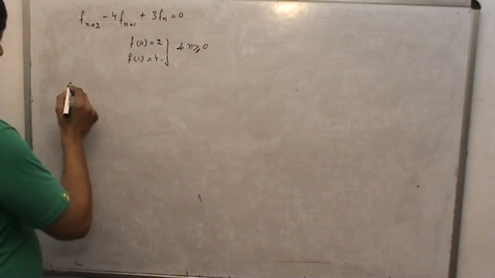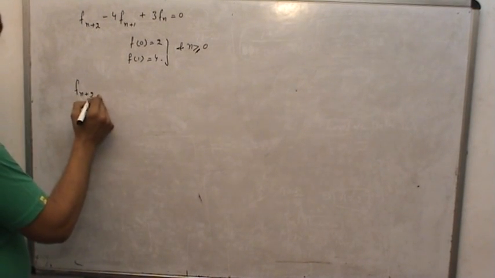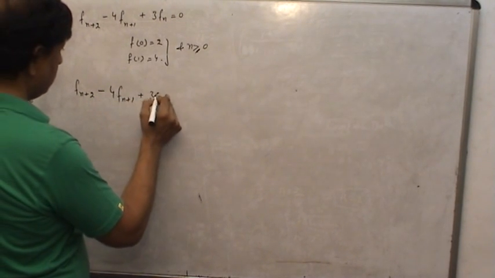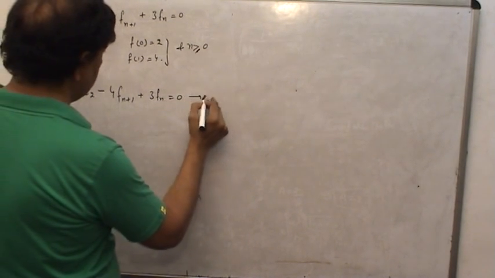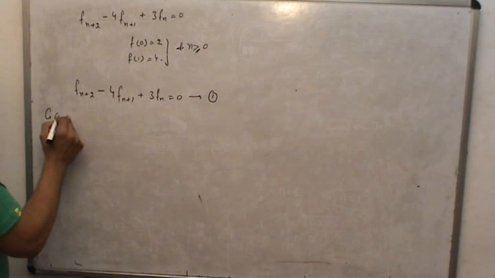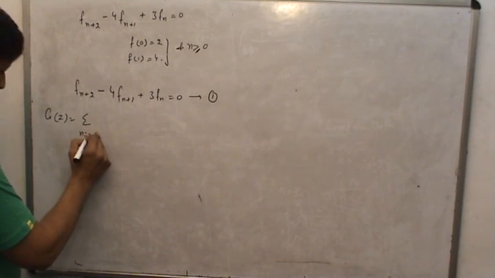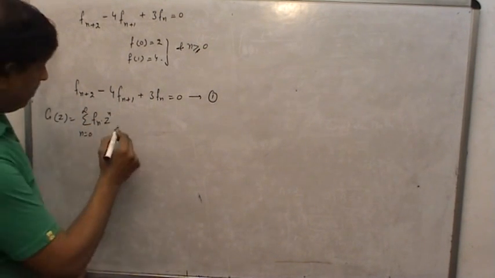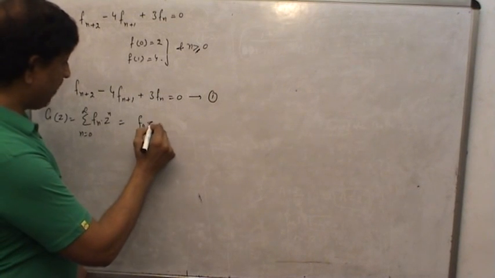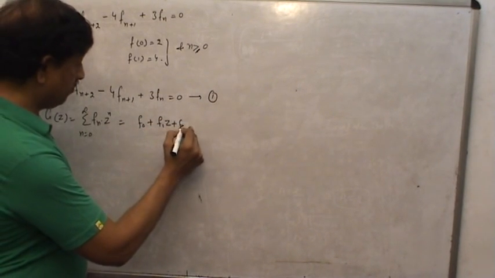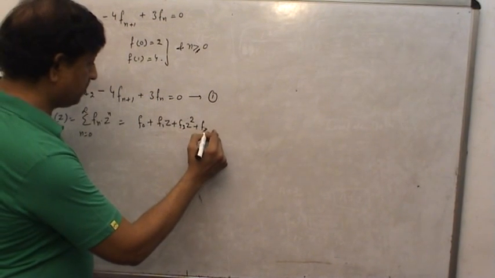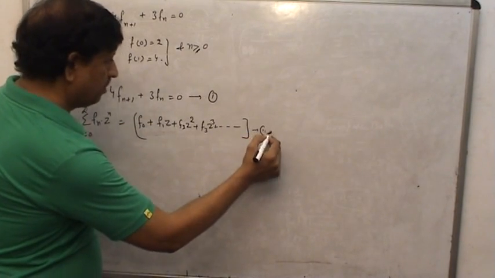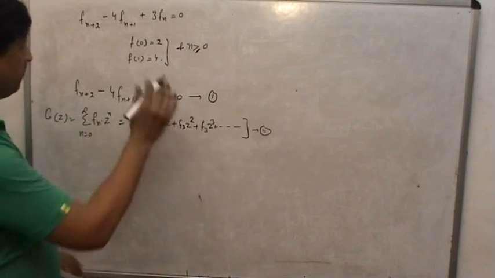Here we consider the given recurrence relation f(n+2) minus 4 times f(n+1) plus 3 times f(n) is equal to 0, call it number 1. Our generating function is sigma n varies from 0 to infinity f(n) z raised to the power n, that is equal to f0 plus f1 z plus f2 z square plus f3 z cube plus so on. Take it as number 2, starting the same steps.